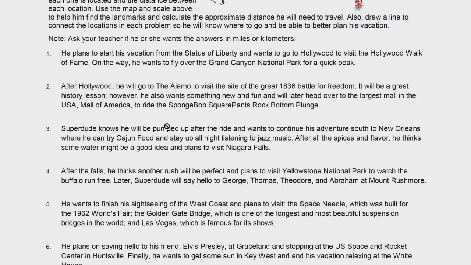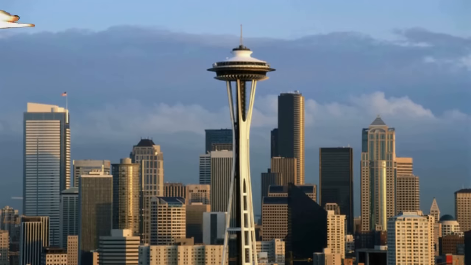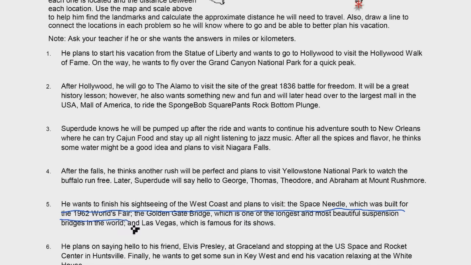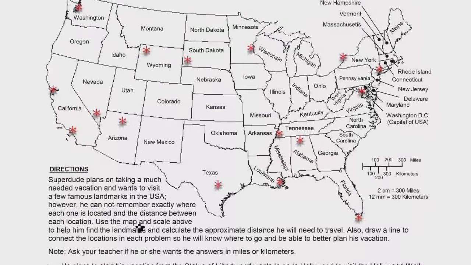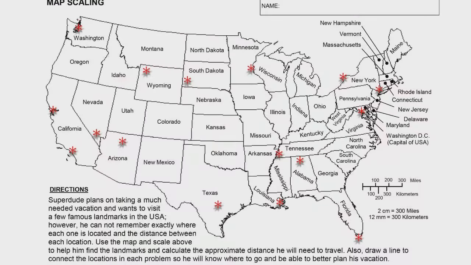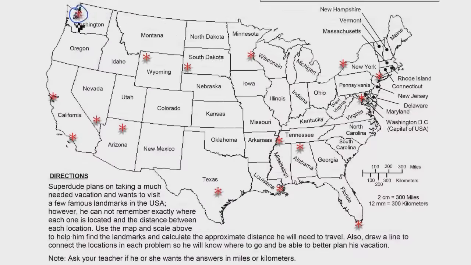And we're going to problem number 5. Problem 5 says, he wants to finish his sightseeing of the West Coast and plans to visit the Space Needle, which was built for the 1962 World's Fair. And the Space Needle is located in Seattle, Washington, on the West Coast. So there's Washington on the West Coast, so that must be where the Space Needle is.